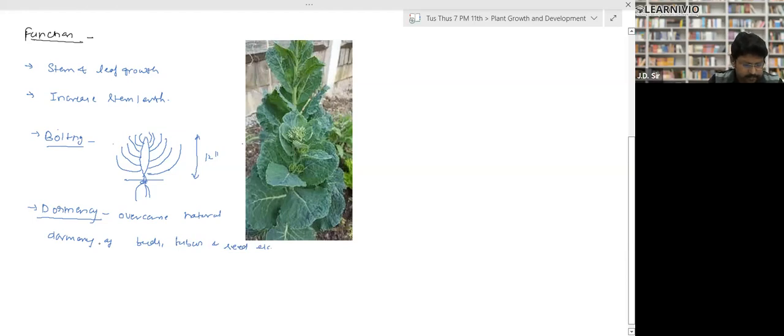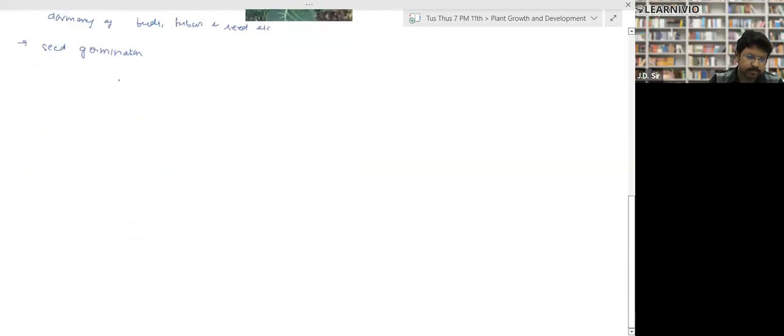Next point. It helps in seed germination. Next point. Along with auxin, gibberellin controls fruit growth and development.